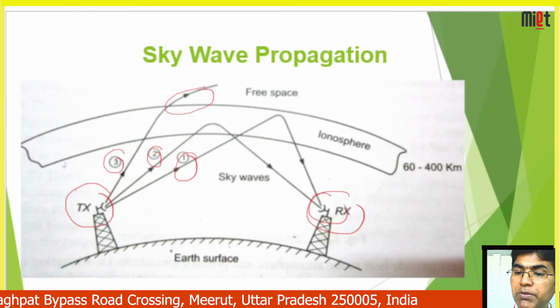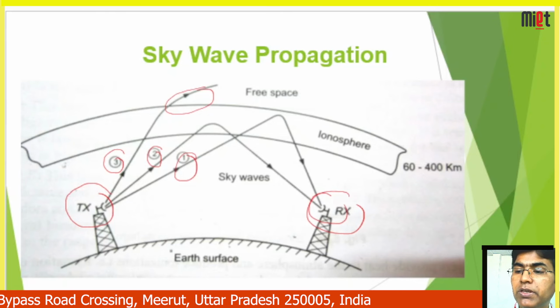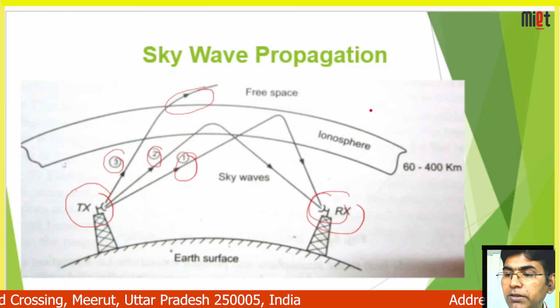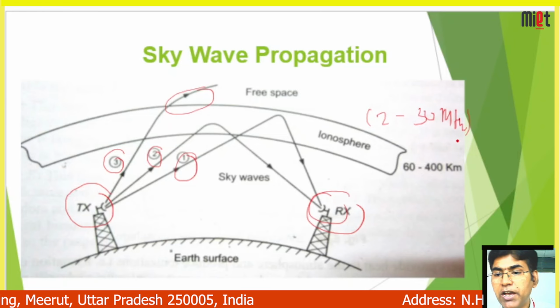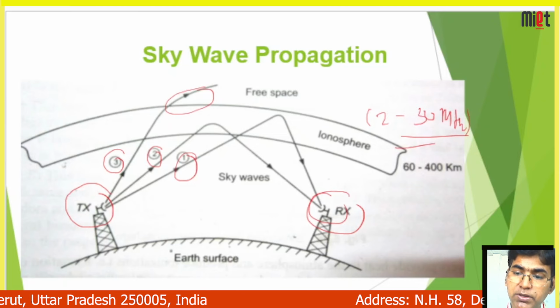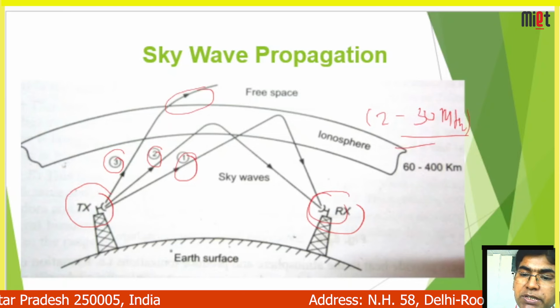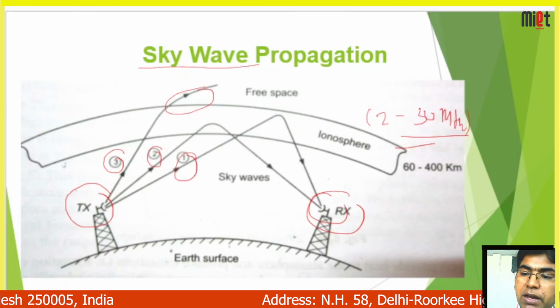So sky wave propagation should have an energy threshold in the form of frequency. Sky wave propagation is basically in the range of 2 to 30 megahertz. Frequencies above 30 megahertz will cross the ionospheric layer and enter into space. This is the diagram representing sky wave propagation. In sky wave propagation, the electromagnetic wave is basically getting reflected back by the ionosphere.